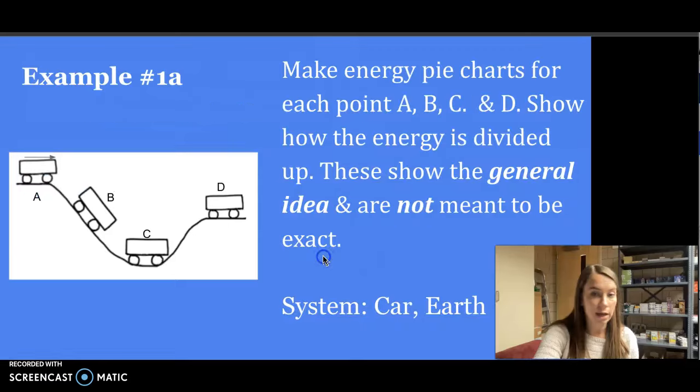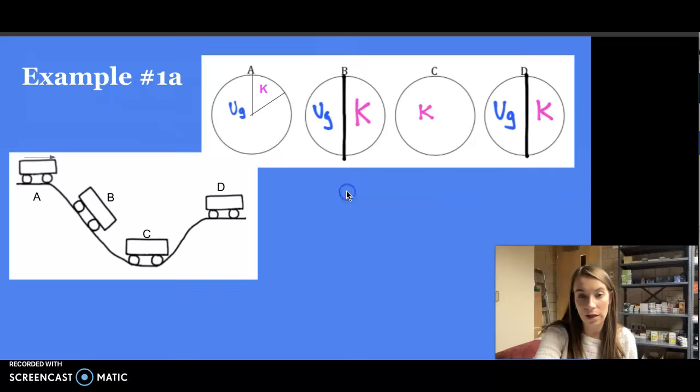So let's go ahead and try out these pie charts for A, B, C, and D. Pie charts are just general ideas of how the energy is represented. They're not meant to be exact. So we're going to kind of talk through what they might look like. So here's the first 4, A, B, C, and D. I said there's lots of UG, lots of gravitational potential energy because there's lots of height. Gravitational potential energy is related to height. So the highest point in the problem is A, so I'm going to give that the most UG. Then as I go to B, C, and D, B has less UG, C has no UG.